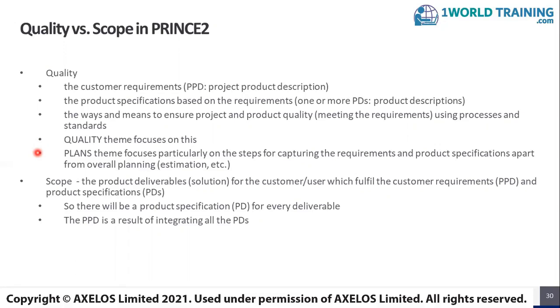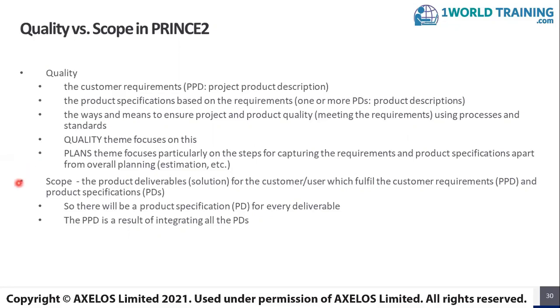For example, step 1 could be to understand, in planning that is, to define the number of stages and the duration of the stages. Step 2 could be to define the products. And when defining the products, it is important to understand the quality theme as well. That's how the plans and the quality theme are closely connected.